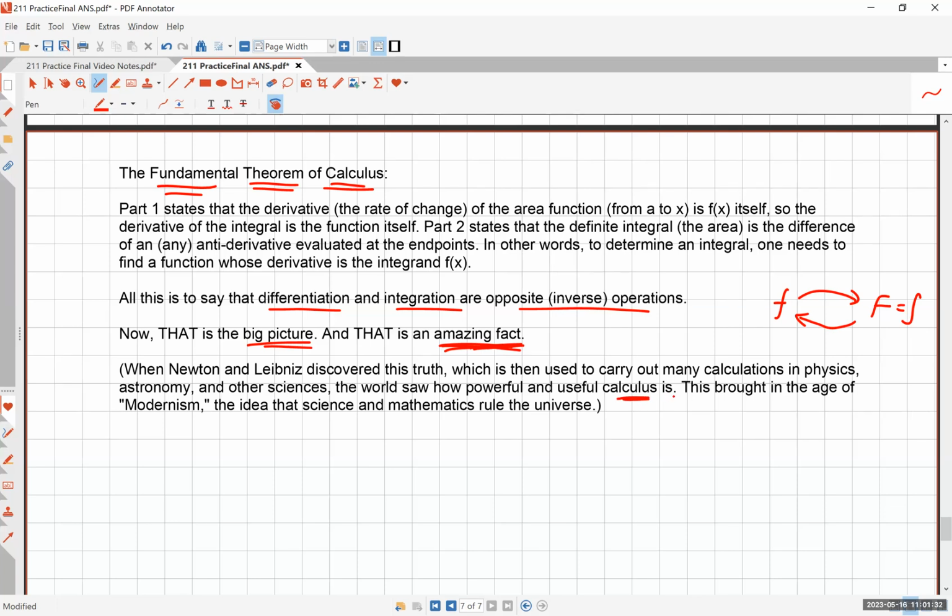And so that led to this belief that maybe science would solve all the world's problems. That brought about the philosophical school called modernism, which depended on science. Science rules, and that was the idea. Of course, that wasn't true, but for a while, science was a big deal. Science and mathematics, and that is partly because of the discovery of the fundamental theorem of calculus.